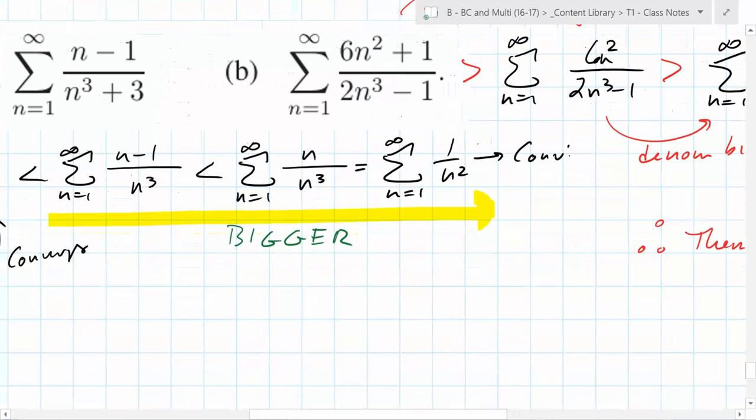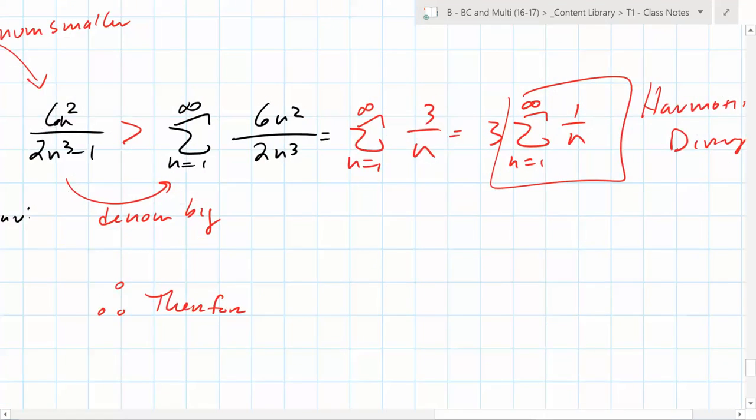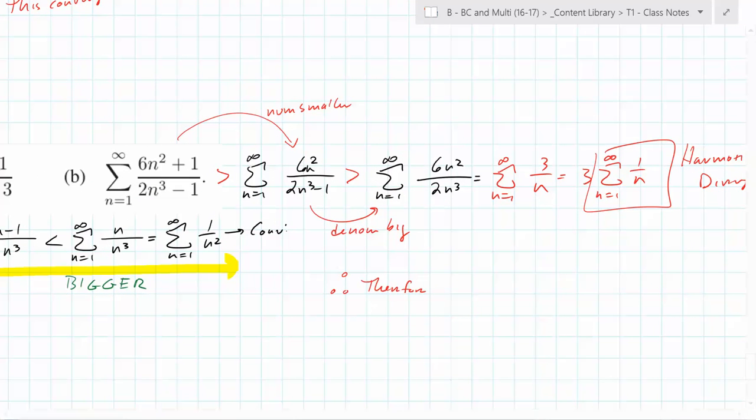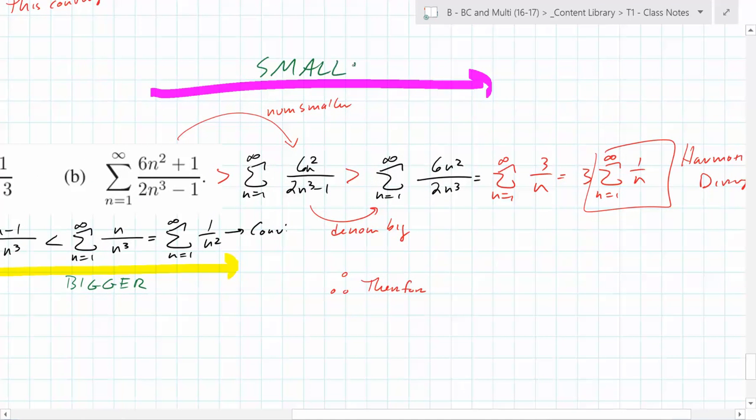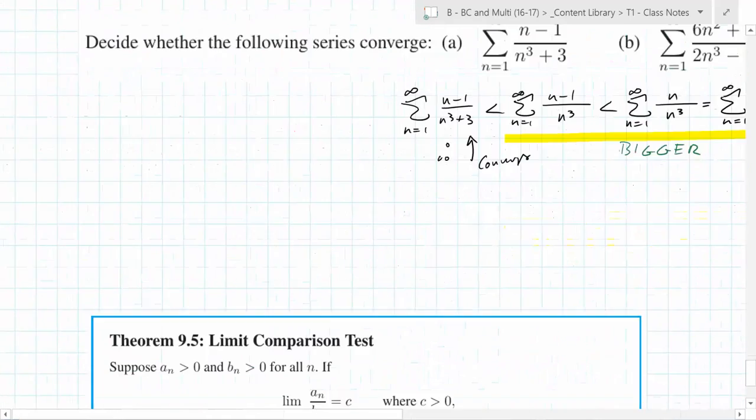Okay, so remember, you either have to go bigger or you have to go smaller. What happens if you go both of those things? It does not help you. You get nowhere. Be very careful about it.